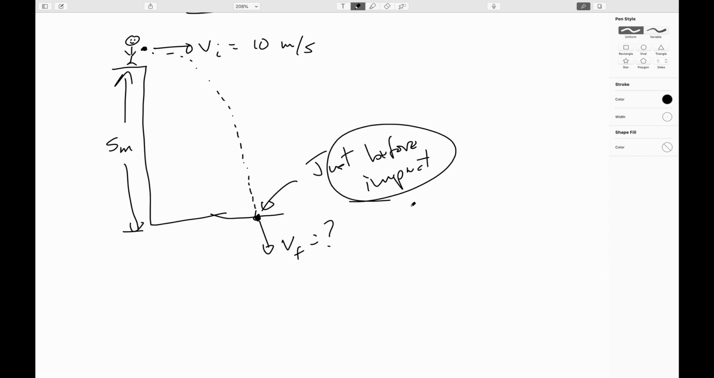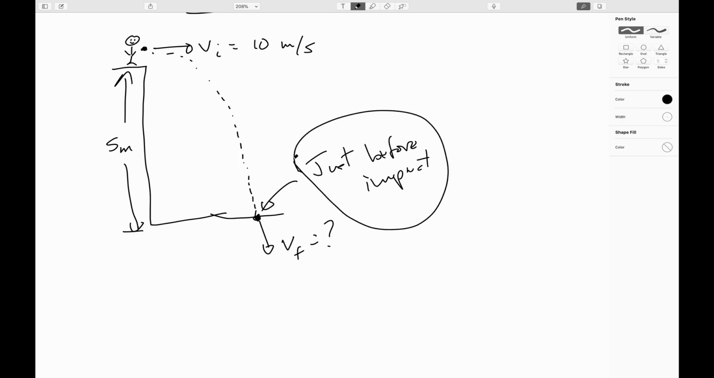So we can go and say, well, are there any non-conservative forces? Well, we always neglect air resistance. So since we're neglecting air resistance here, then we don't have to worry about drag. And there is no friction. And since we said just before impact, we don't have to worry about any work the normal force or friction from the ground might do on our rock.